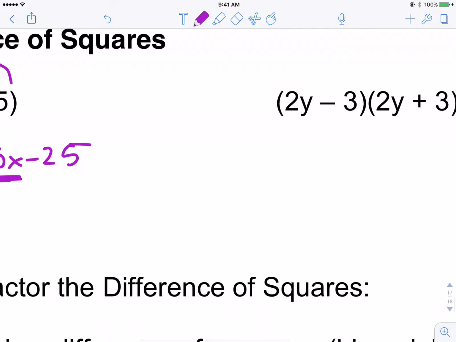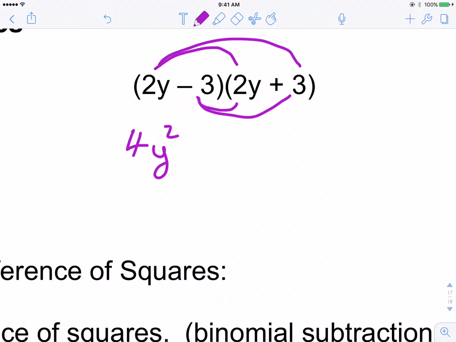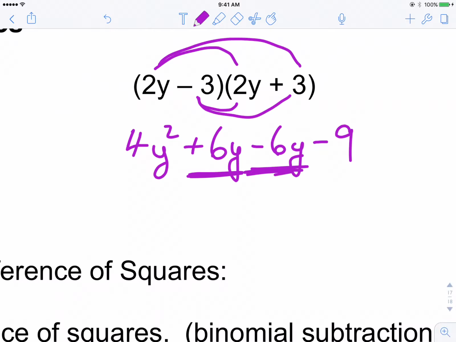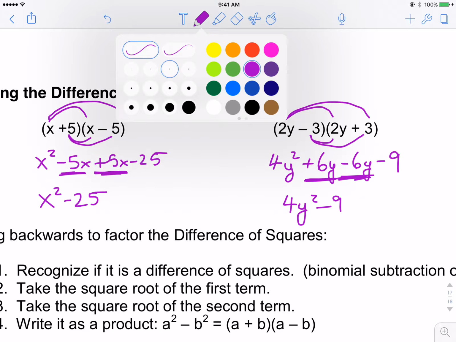If I do this other example, 2y minus 3, 2y plus 3, same thing, FOIL: first, outside, inside, last. I can see I'm going to get, no, sorry, not 2, that's going to be 4y squared plus 6y minus 6y minus 9. Well, plus 6y and minus 6y cancels to 0, so I get 4y squared minus 9.